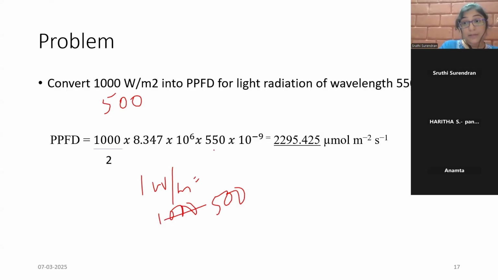Now, lambda has been given in terms of nanometers. It is important that you substitute it in terms of meters. So it will become into 10 to the power minus 9 meters. And when you do all this calculation together, you will get 22,095.